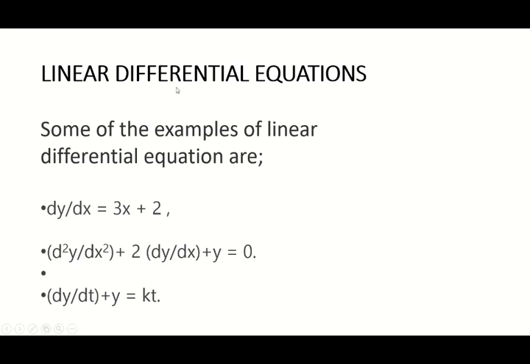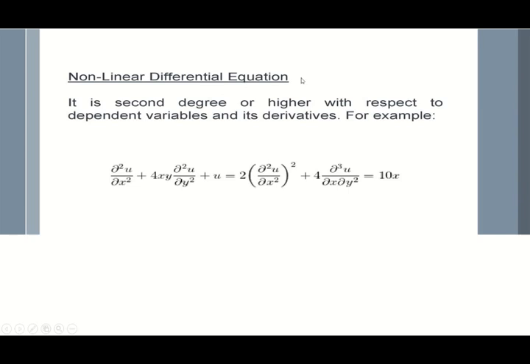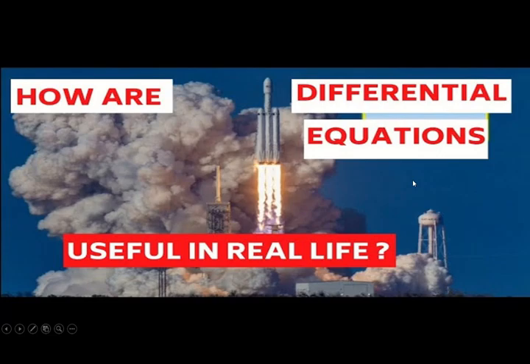So we have some examples of linear differential equations. dy/dx equals 3x plus 2; d squared y over dx squared plus 2 dy/dx plus y equals 0; dy/dt plus y equals kt. Now we have nonlinear differential equations. It is second degree or higher with respect to dependent variables and its derivatives. For example, we have partial squared u over partial x squared plus 4xy partial squared u over partial y squared plus u equals 2 times the bracket of partial squared u over partial x squared, all squared, plus 4 plus partial cubed u over partial x partial y squared equals 10x.